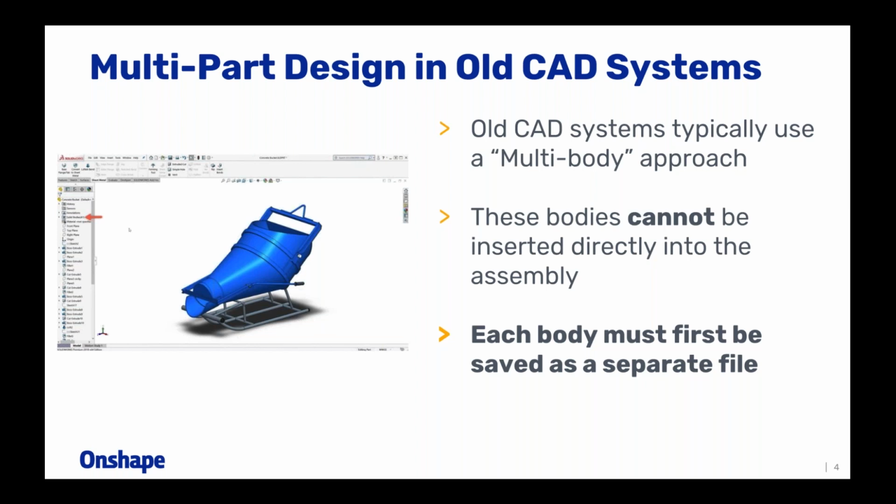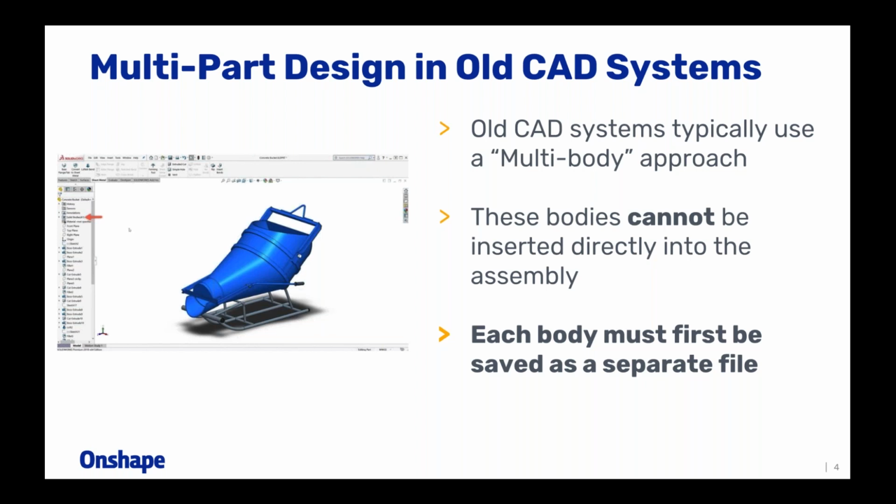Well, I need to take all of those bodies and insert them into the assembly to accomplish that. You can't do that directly. Right? So you have to take the bodies and export them out individually as files. So essentially what you have is a single multi-bodied file that's then split up into multiple part files. And then all those part files are inserted into the assembly.